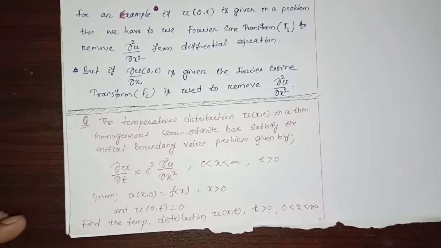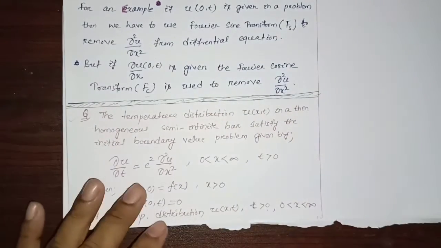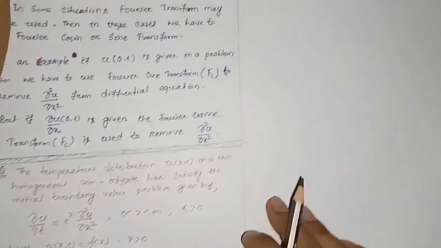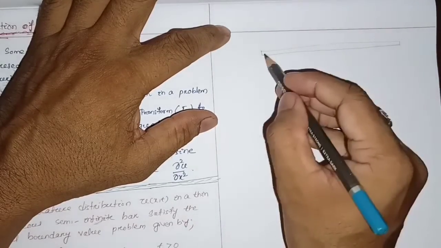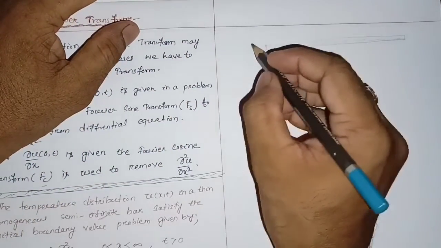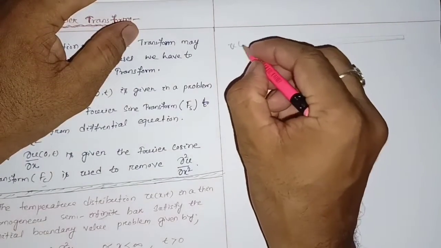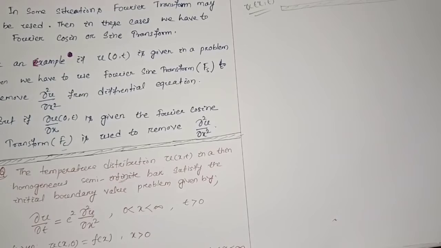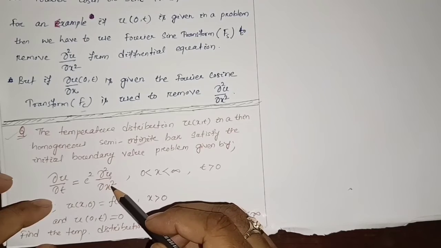Just write semi-infinite, because it is a very long, thin, homogeneous bar like this, a thin infinitely long bar. So the temperature distribution is given by u(x,t), and the differential equation is del u by del t equal to c square del square u by del x square.